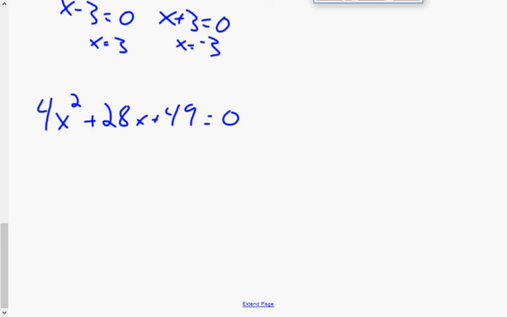Now, if you look, I can't take a common factor out of everything. The 4 goes out of the 4. I can factor 4 out of 28. But how about 3?